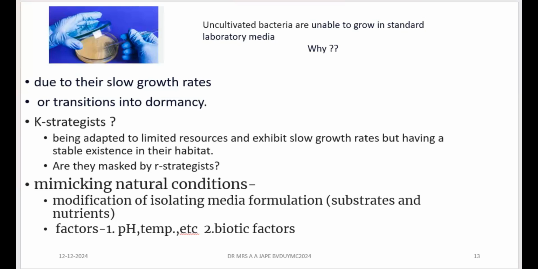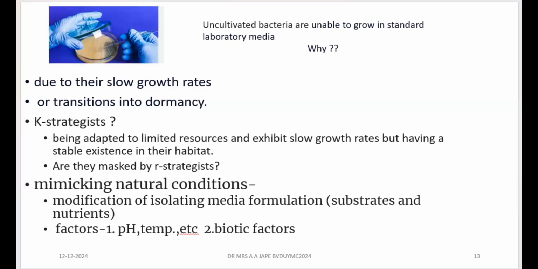And when you are trying to grow them in laboratory conditions, it's a kind of rich shock for them. So much is available that they are not able to sustain in that condition. So limited resources, and because resources are limited, their growth rates are slow, and that's why they are able to survive. They have a stable existence, but it is not possible to grow them in the laboratory because of these things. So they are referred to as K strategists.